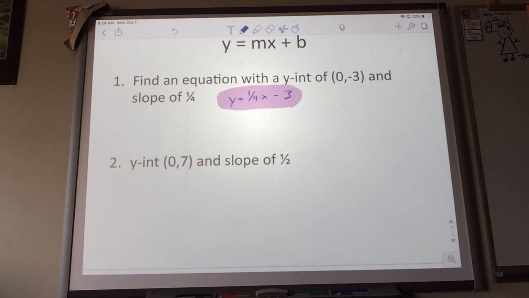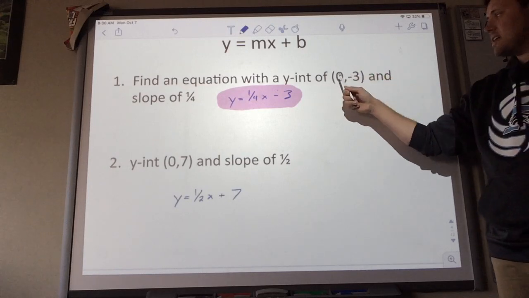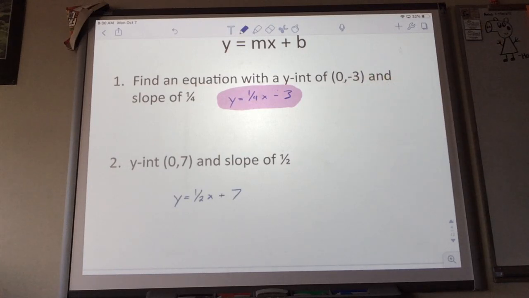Okay, same thing on the next. It gave you a y-intercept and a slope, so we're just going to plug those in. Y equals 1/2 x plus 7. And again, that is your y-intercept. That means that your x is a 0. Right? We talked about that last class. So your x is 0.